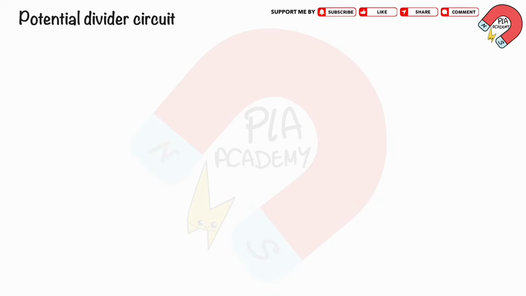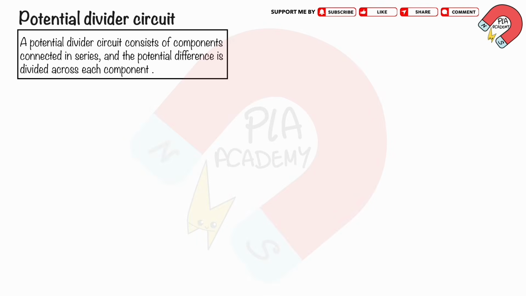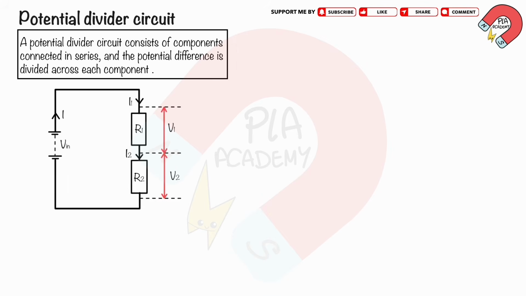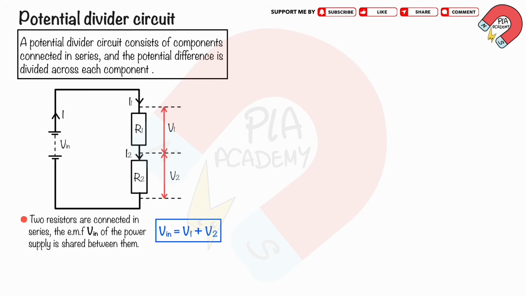Potential divider circuit. A potential divider circuit consists of components connected in series, and the potential difference is divided across each component. The circuit of the potential divider is shown. Two resistors are connected in series. The EMF V input of the power supply is shared between them. So, V input equals V1 across R1 plus V2 across R2.